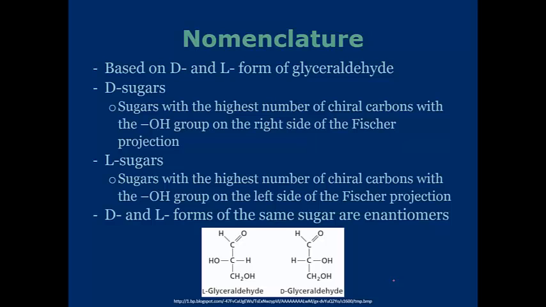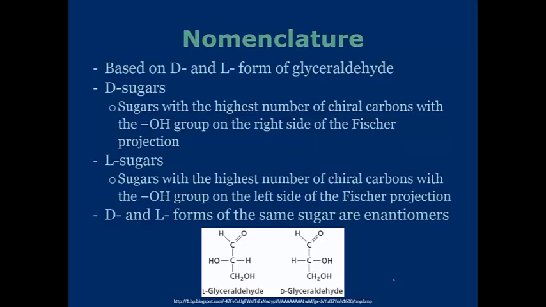Another thing we have to talk about when it comes to nomenclature is the D and L form. This form is based largely on glyceraldehyde. D sugars are sugars with the highest number of chiral carbons with the OH group on the right side of the Fischer projection. L sugars are sugars with the highest number of chiral carbons with the OH group on the left of the Fischer projection. D and L forms of the same sugar are called enantiomers.